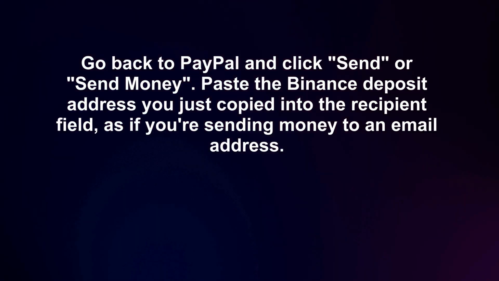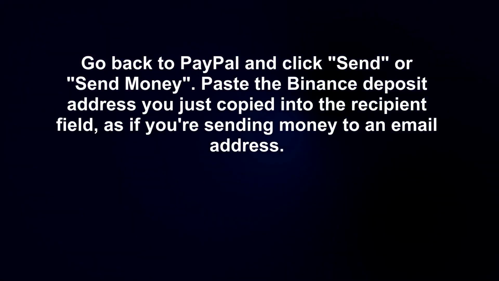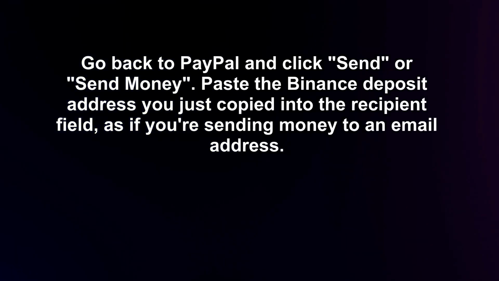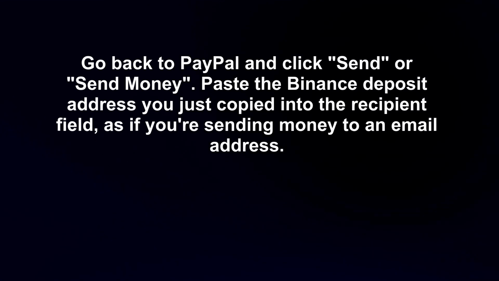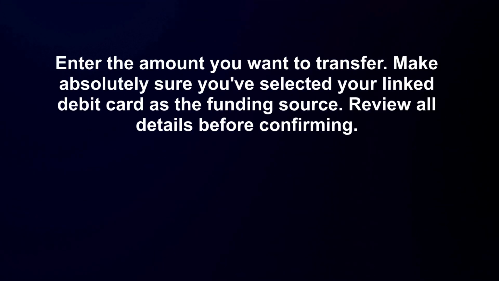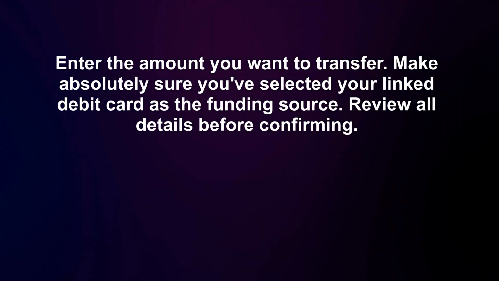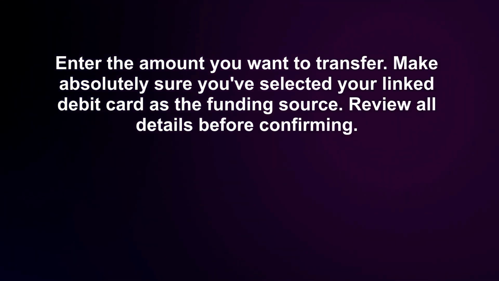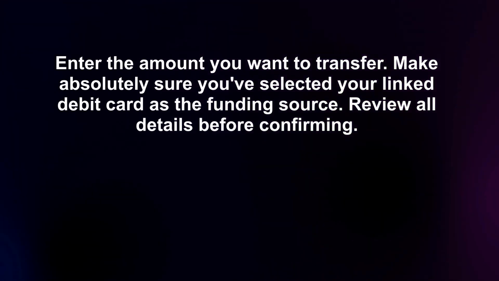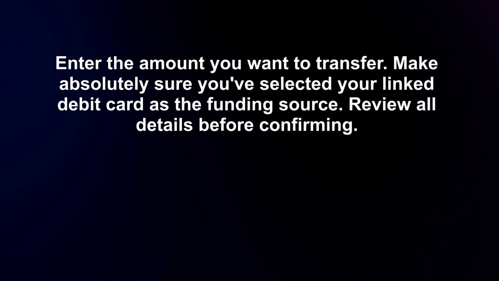Go back to PayPal and click Send or Send Money. Paste the Binance deposit address you just copied into the recipient field, as if you're sending money to an email address. Enter the amount you want to transfer. Make absolutely sure you've selected your linked debit card as the funding source. Review all details before confirming.